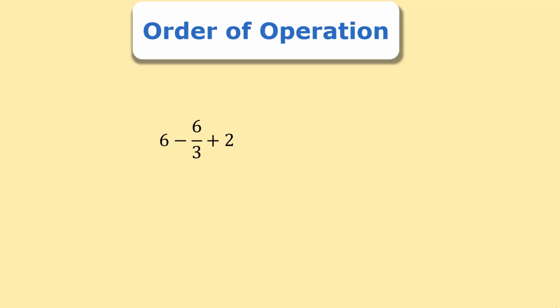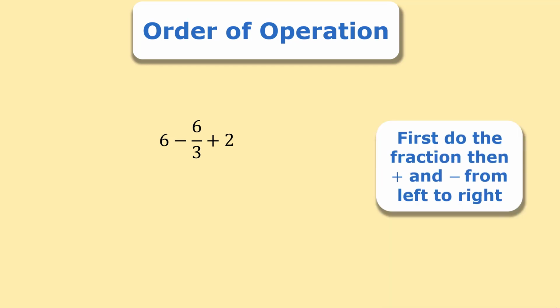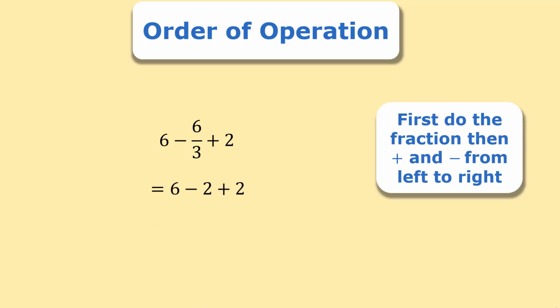What about this one? The fraction part is the same as division. We first have to divide. So it is 6 minus 2 plus 2. And this is equal to 4 plus 2, which is 6.